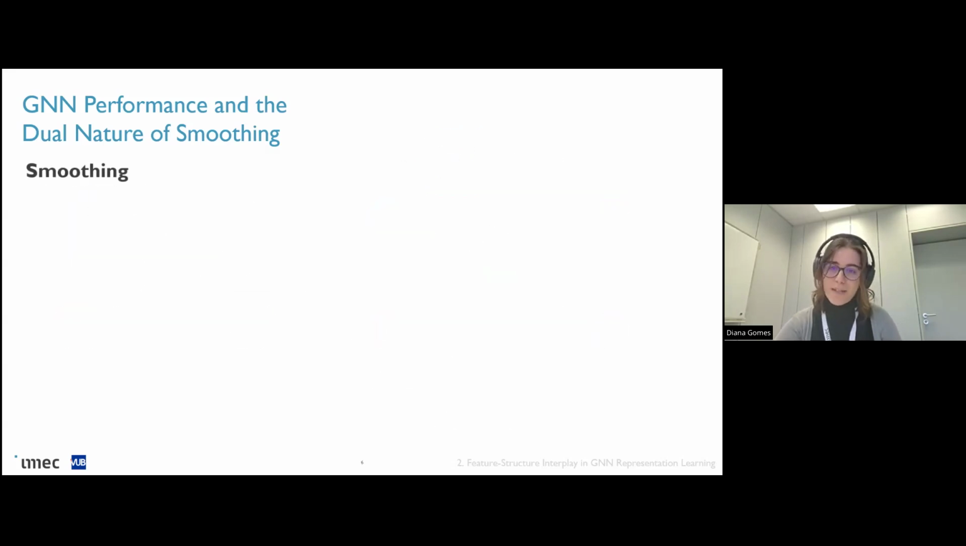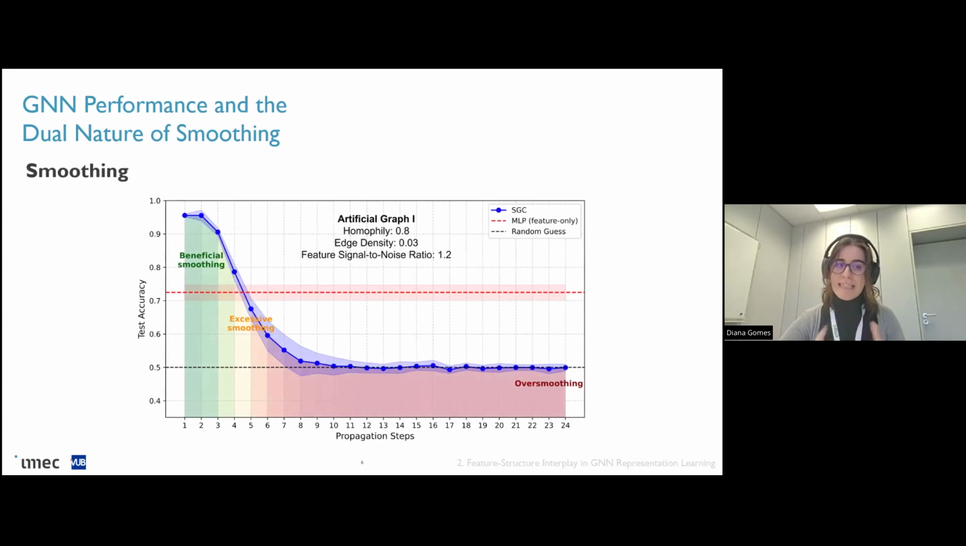Now, the smoothing. Ideally, if we are using a GNN, what we want to see is something a little bit like what we see here. So, for example, if you consider that in my x-axis I have these propagation steps, this is just because I tried to use the simplest form of GNNs that I could, so the SGC, but essentially you can think about them as steps as well.